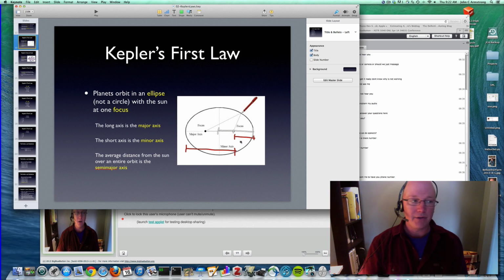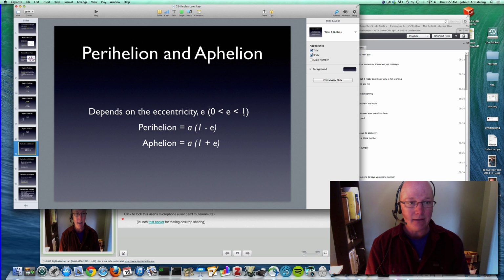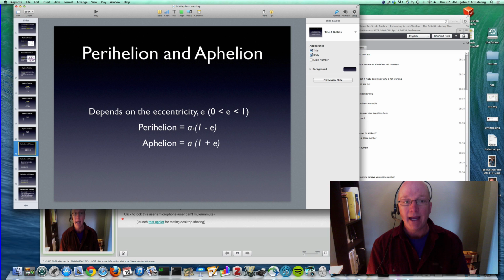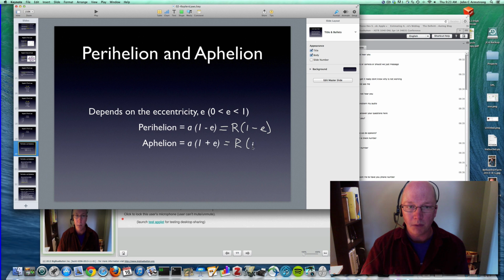And so it's related to this thing called the ellipticity, which is a measure of how elliptical this thing is, and we call that E, the eccentricity, and it's a number between 0 and 1. 0 eccentricity is a circle, 1 eccentricity is a straight line. And so if we take 1 minus this eccentricity and multiply it by the semi-major axis, and I used A here because your book tends to use that, but just for clarity, this is the same as R times 1 minus E, because that's what we were using before, and R times 1 plus E.